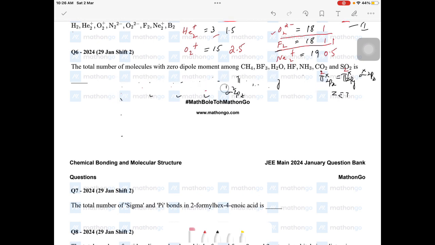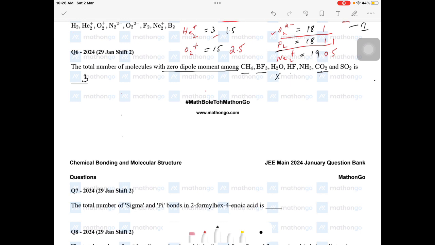Next question. The total number of molecules with zero dipole moment: CH4 is 0, BF3 is 0, CO2 is 0, so 3. H2O is not equal to 0, HF not equal to 0, NH3 not equal to 0, SO2 not equal to 0. Why? Because CH4, BF3 and CO2 are non-polar molecules. That's why the dipole moment mu is equal to 0.